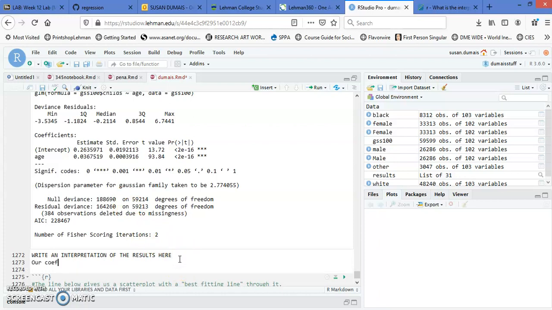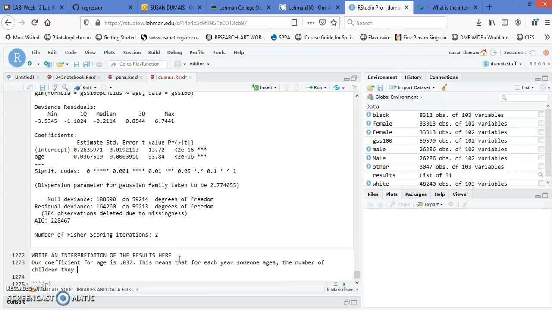Our coefficient for age is 0.037. This means that for each year someone ages, the number of children they have is predicted to go up by 0.037.